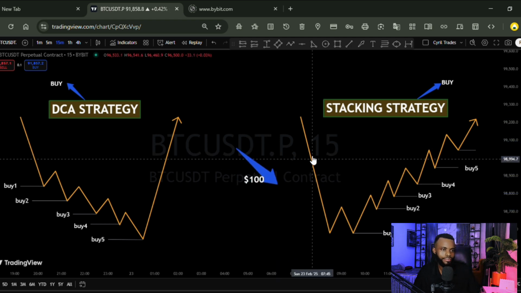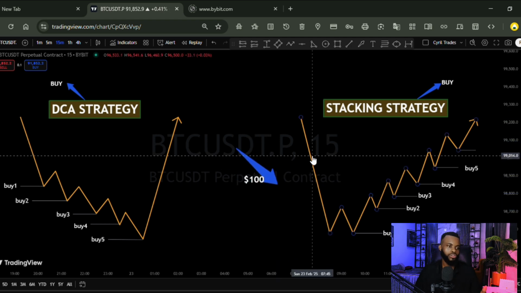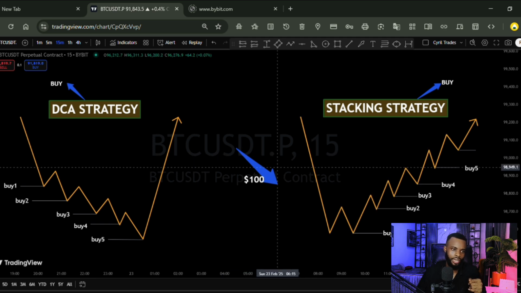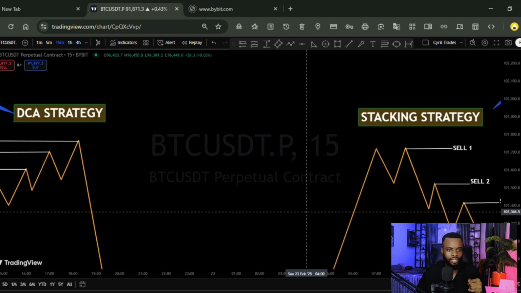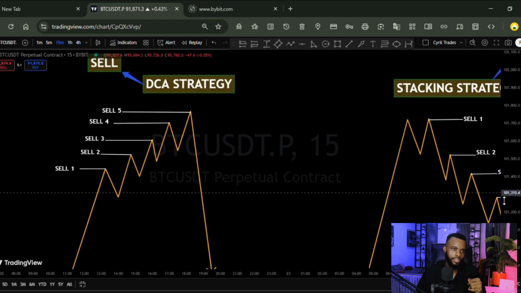So let's go to the sell side. Let's see how to also apply it on the sell side. So this is the sell side.